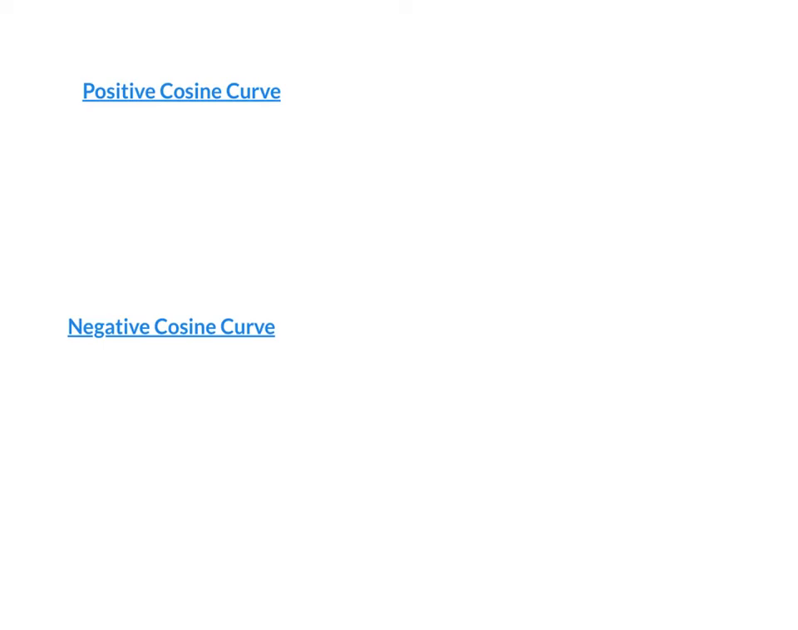Everyone, in today's lesson, we're going to talk about the graph of cosine. So first, I'd like to discuss positive cosine. If you remember from Algebra 2, a positive cosine graph starts up at the maximum value and looks like a U. It goes down and then back up again.